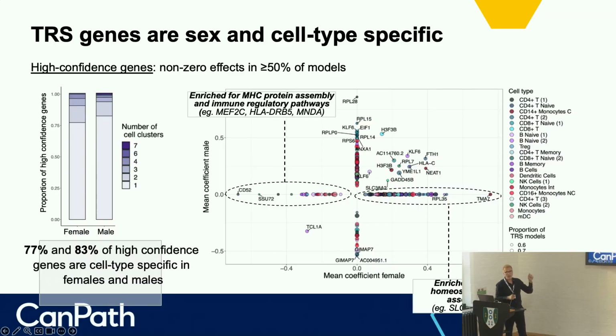And what this plot is trying to show is not only that observation, but also that it varies tremendously for males and females. So I've got mean coefficient of female effect sizes on the x-axis, and on the y-axis, I've got the mean coefficient of effect sizes of males. And you can see if things are on the x-axis or on the y-axis, that means that they are sex-specific. They are male-specific genes and female-specific genes in specific cell types as well.